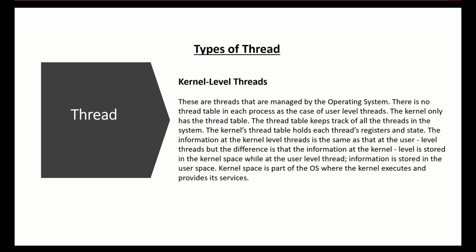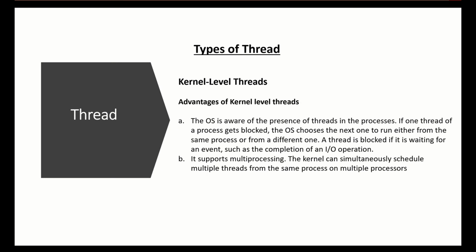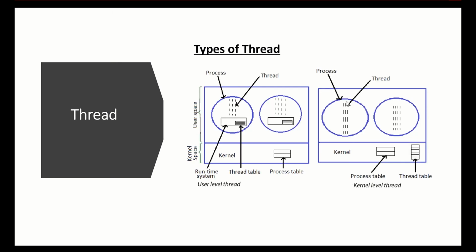So the kernel level threads are the threads that are managed by the operating system. At kernel level, all management takes place at the operating system level. So there is no thread table in each process, as is the case at the user level. It's the operating system. In the operating system, there will be the table including program counter and registers. In the image here, the image shows the difference.